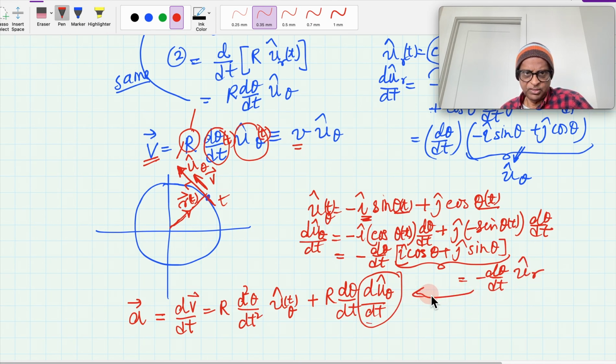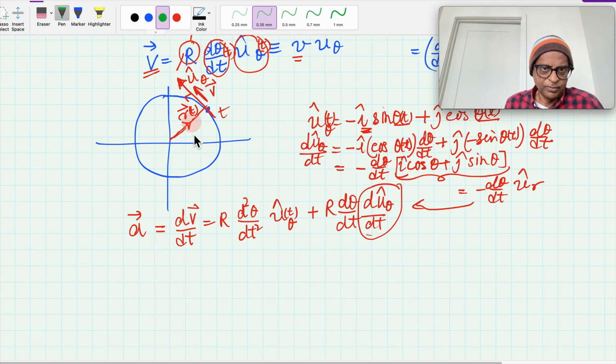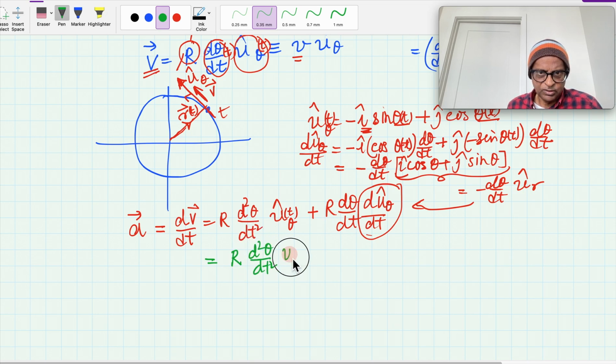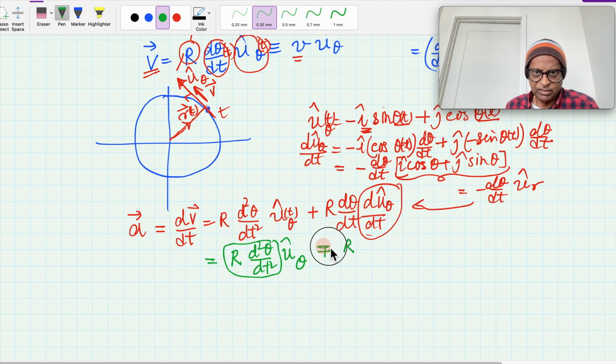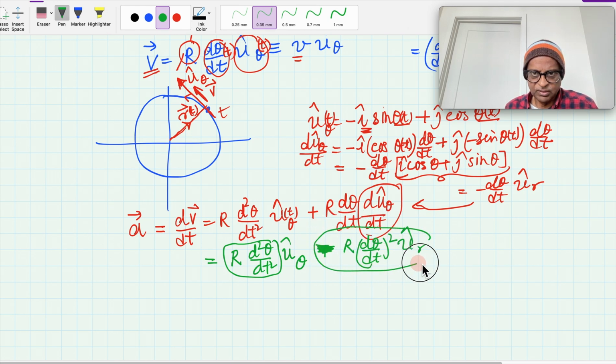So using that over here, this just turns to r d square theta dt square u hat theta. So this much is along the tangent, plus r, and this is d theta dt, d theta dt, so that makes it minus d theta dt square u hat r. So this is along the radial part, and this along the tangential part.